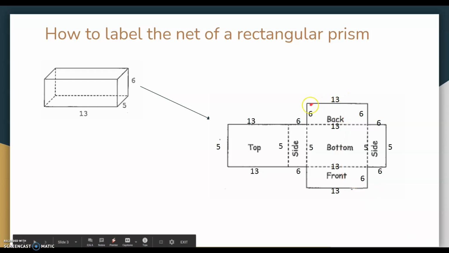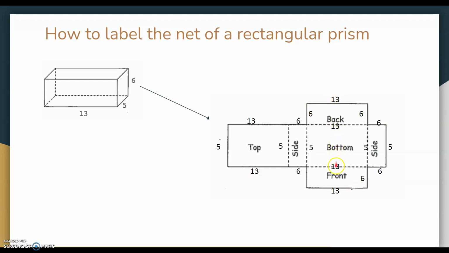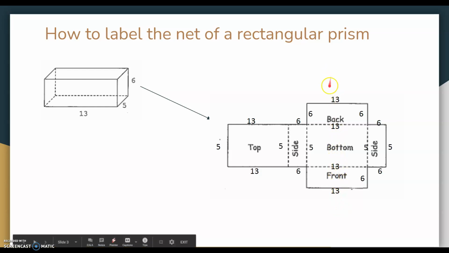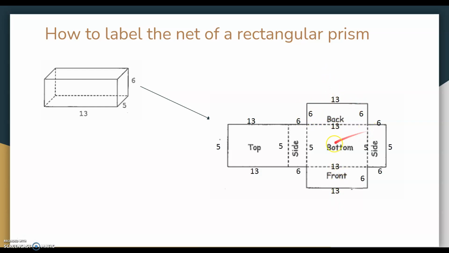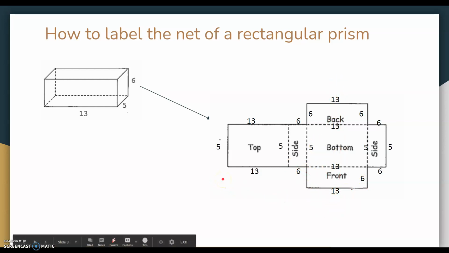And if you guys noticed, on my net, do you guys see how all of my lengths should correspond with each other, because all of these lengths are the same measurements, so they should all be 13, which if I were to go down, they are 13. All of our sides were 5, so if I were to go across, all of these side lengths should be 5. And then every corner was talking about the height, so every corner should be 6. So that is just a mental note to help you guys figure out if you labeled your rectangular prism correctly.